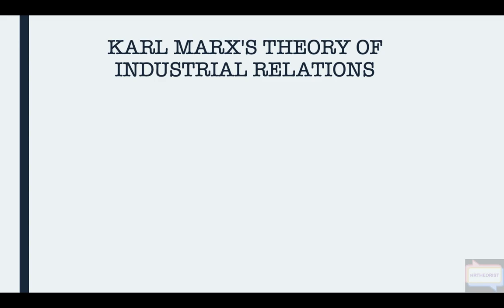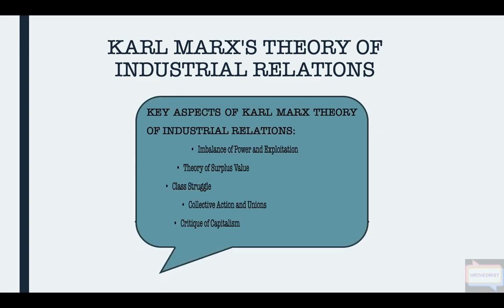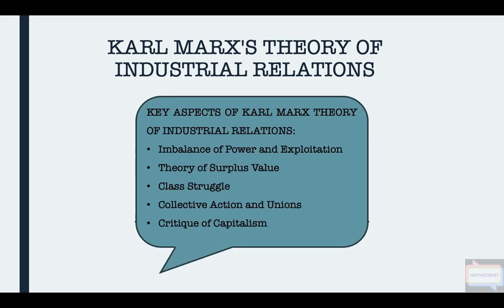Here are key points explaining Karl Marx theory of industrial relations in relation to labor and employers, along with examples. First, imbalance of power and exploitation. Second, theory of surplus value. Third, class struggle. Fourth, collective action and unions. Fifth, critique of capitalism.